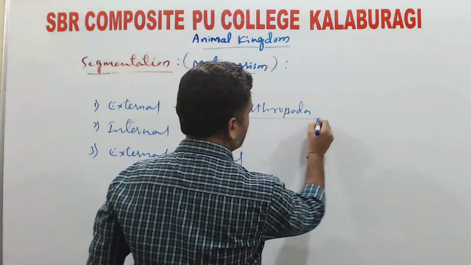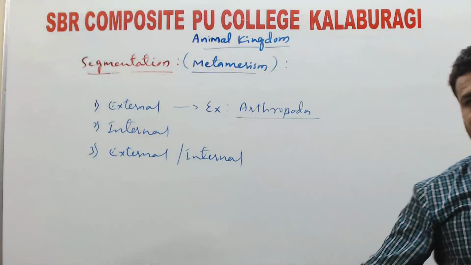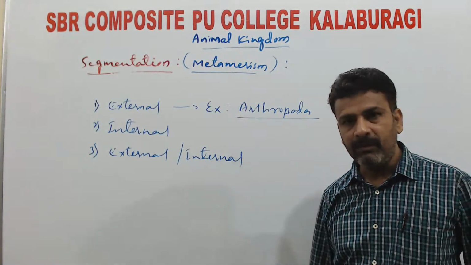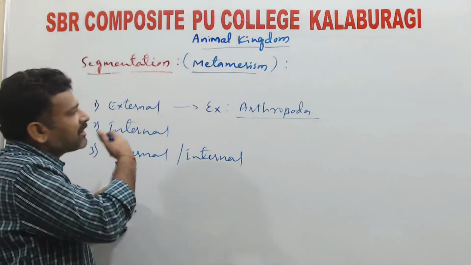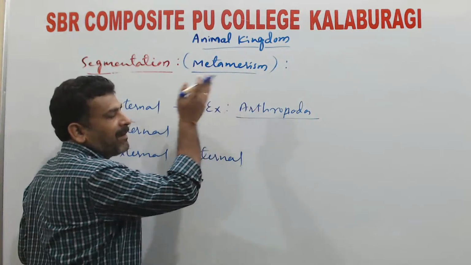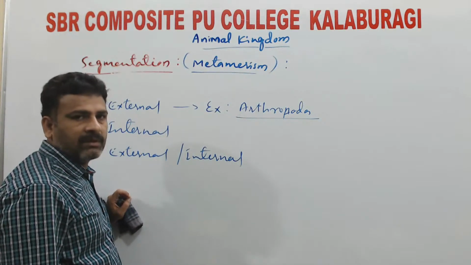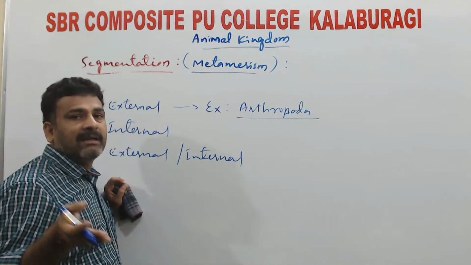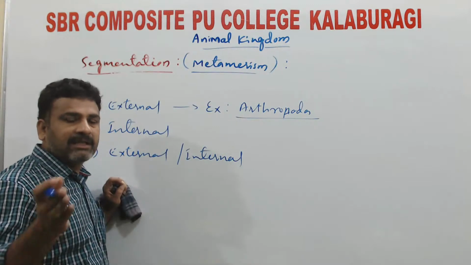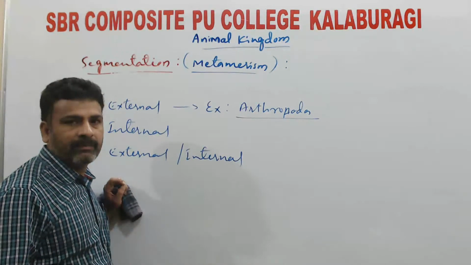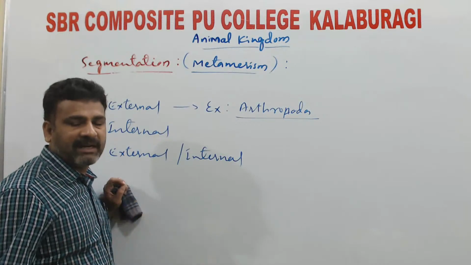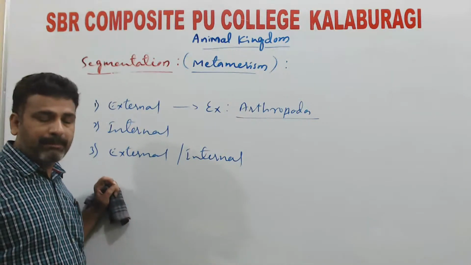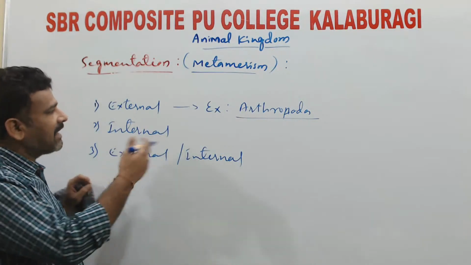So based upon the type of metabolism, we are classifying the organisms into different groups. The organisms which are exhibiting only the external metabolism are kept under the phylum Arthropoda, along with considering the symmetry. Apart from that, the coelomic cavity, body wall, organ grade of organization, tissue grade of organization, organ system grade of organization. By considering these basic characters, we are classifying the organisms into different groups.